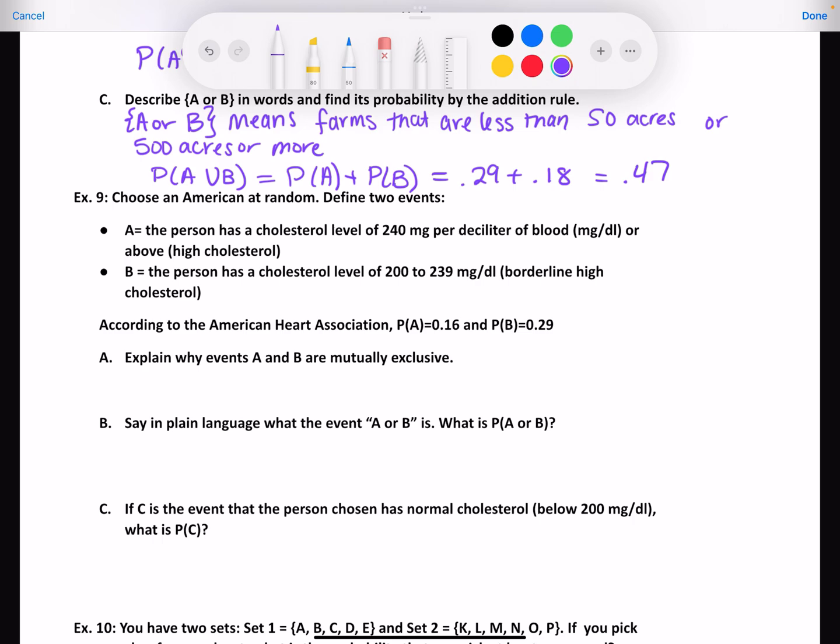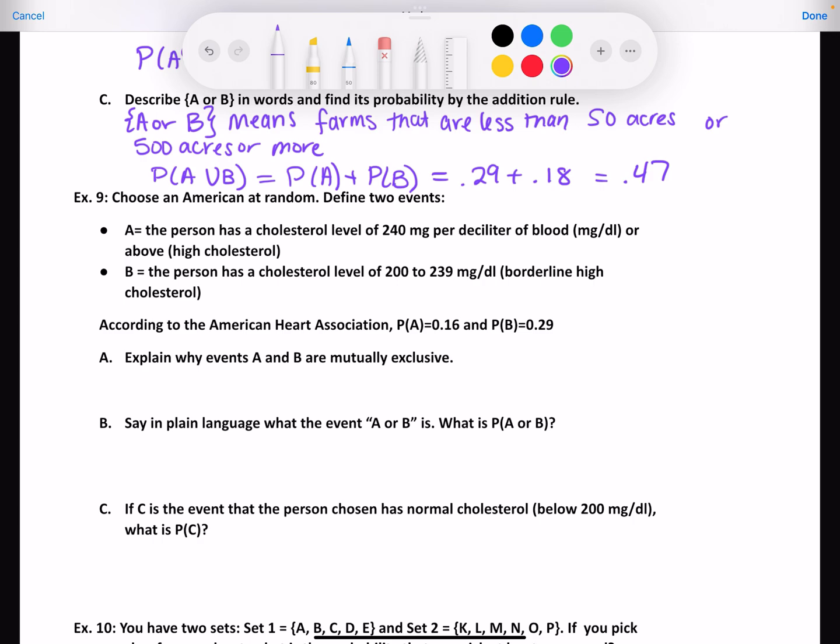You pick the people at random. Isn't that why it would be exclusive? Because you pick random people. They're independent of each other. Well, that's because it's different people. Because no one else affects someone else's cholesterol. You don't have to have one to have the other. You can't have both high and borderline, right? Is that what you're trying to say? Yeah, exactly.